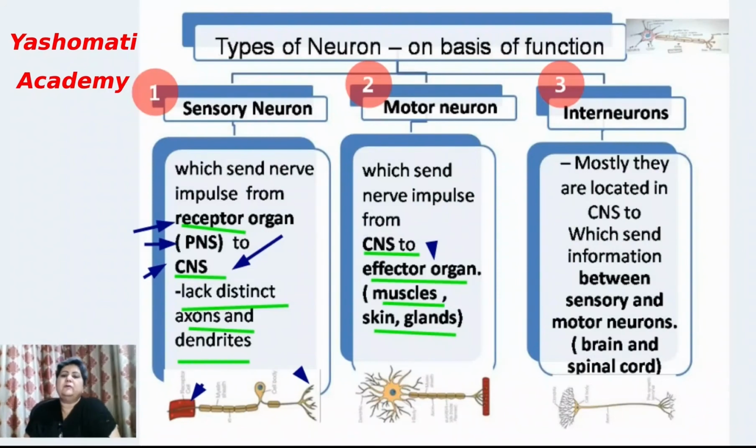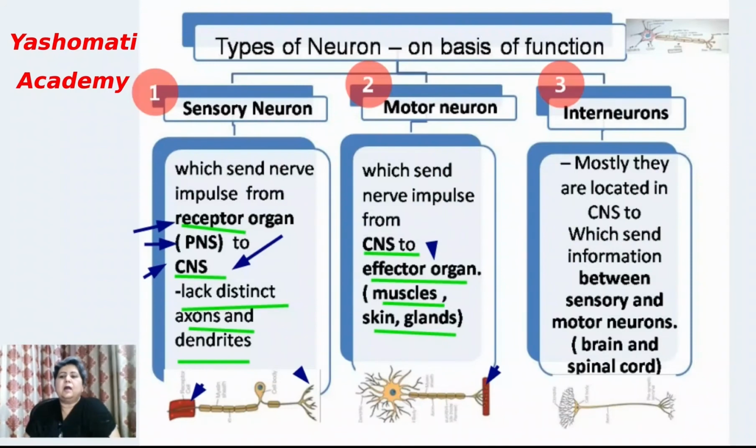If you look at this picture, here we have shown a motor neuron, and the motor neuron is attached to a muscle. So, the impulse will be going from the neuron to the muscle. The third type of neuron based on function is the interneuron.